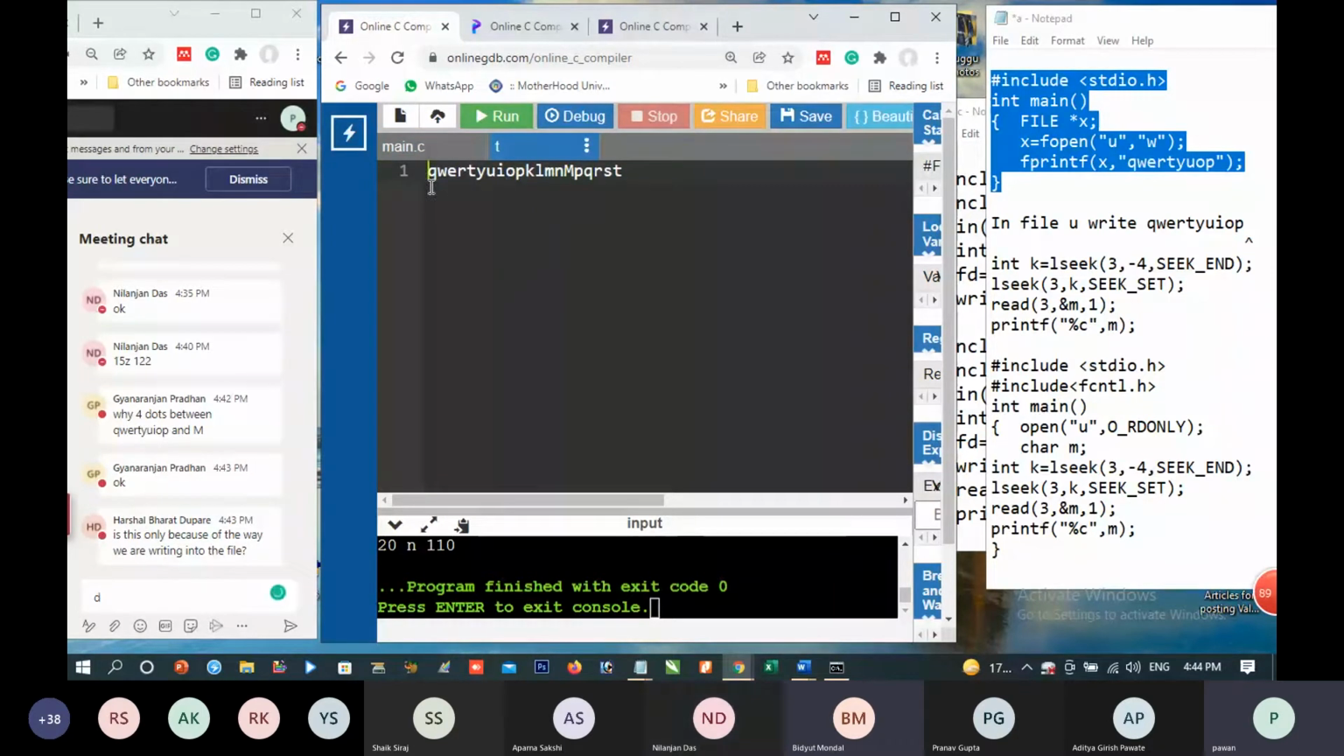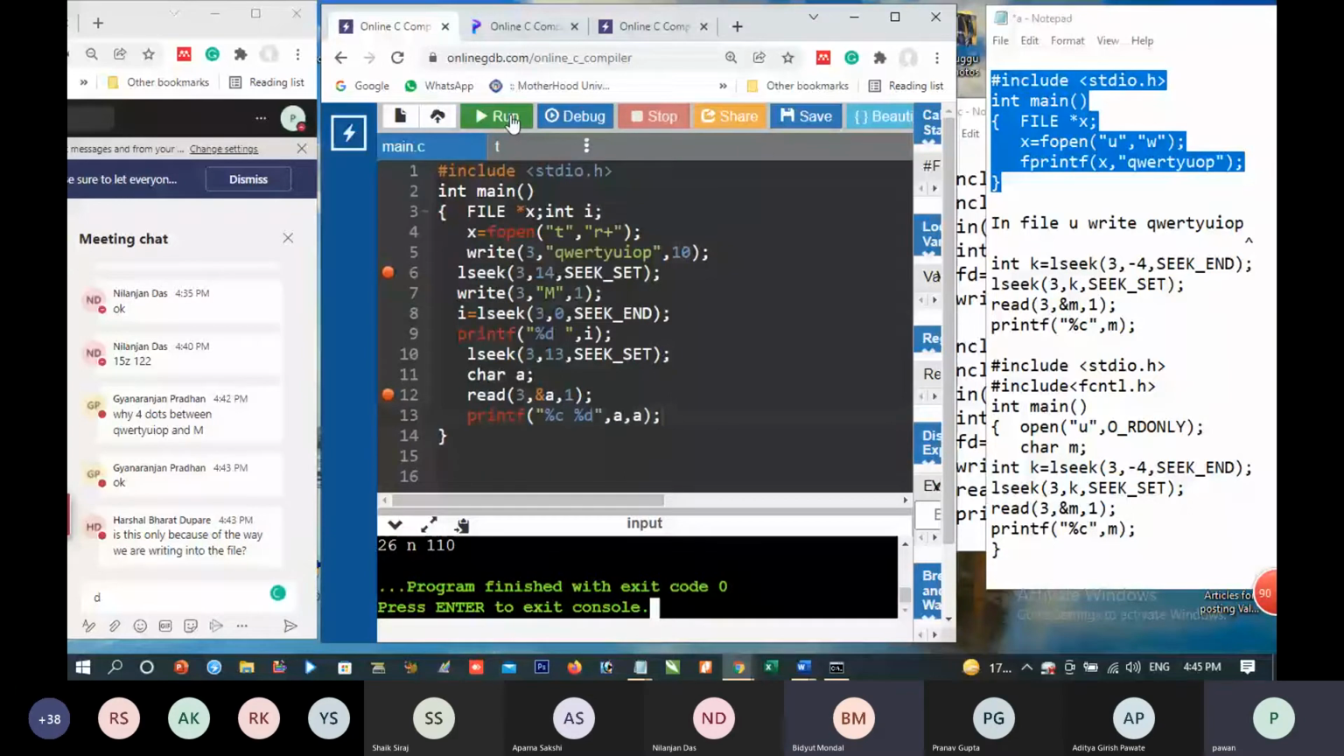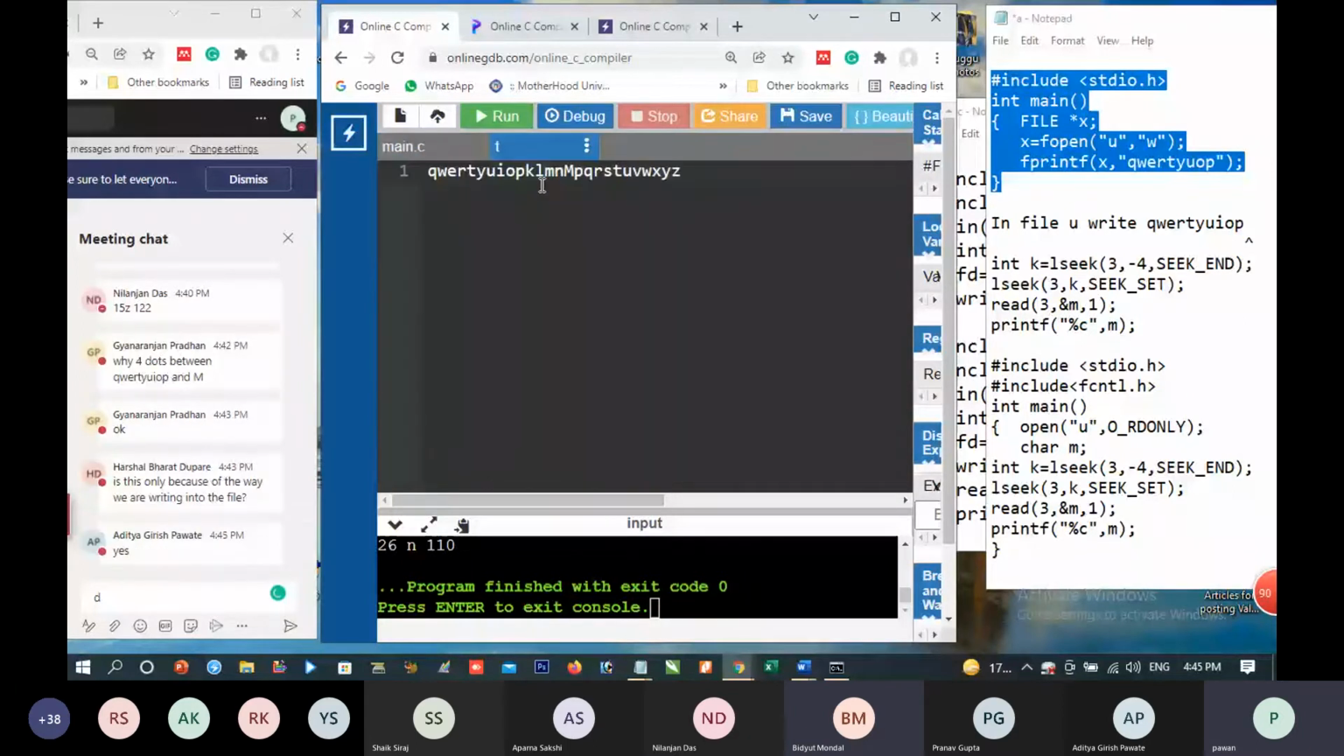You see, previously, let us see. I am making this file by hand: A, B, C, D, E, F, G, H, I, J, K, L, M, N, O, P, Q, R, S, T, U, V, W, X, Y, Z. Can you see this? Yes, sir. Now I am executing this main program. QWERT P is written in the beginning. Then at the 14th position, M is written. Can you see this?